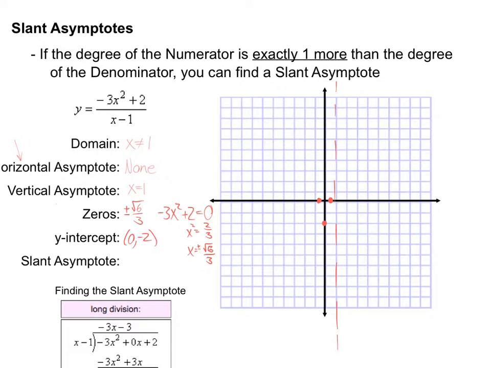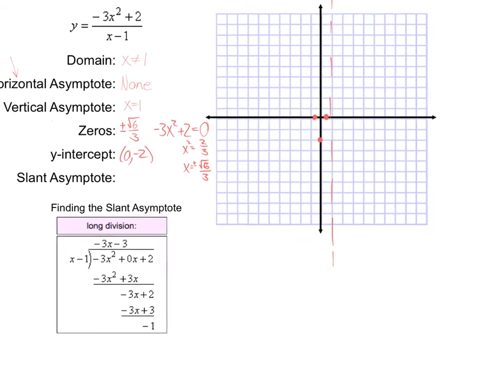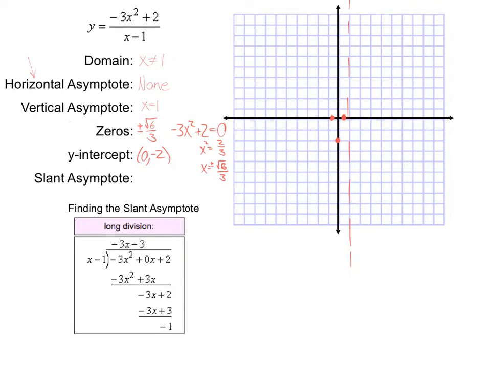Once I get my slant asymptote, it'll help me get this sketch going. So here's the question: how do we get a slant asymptote? The key to finding a slant asymptote is polynomial long division. This is one application of that. You'll notice an asymptote has to be a line, right? So think about this. When I divide a quadratic, like negative 3x squared plus 2, by a linear, x minus 1, what am I going to end up with? A linear.